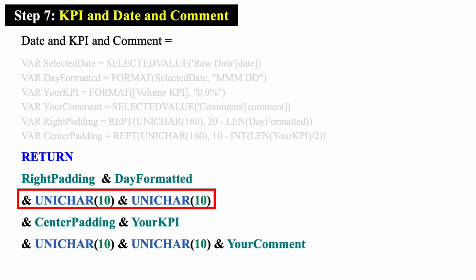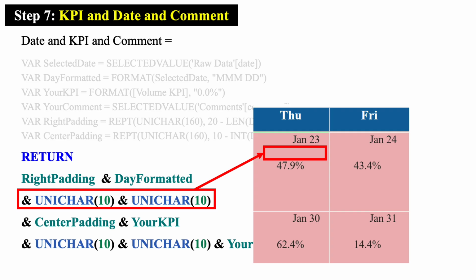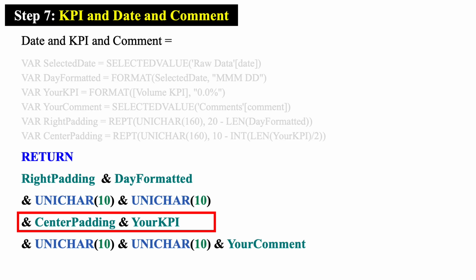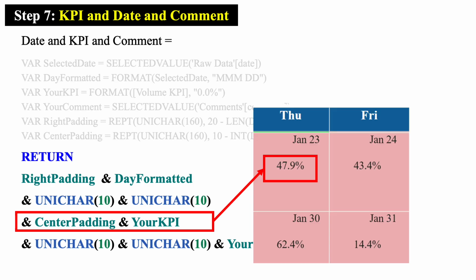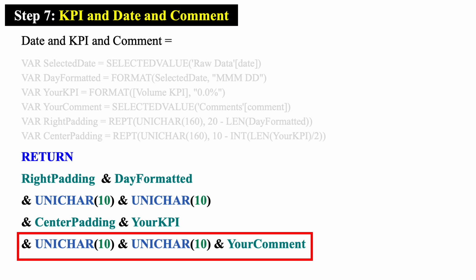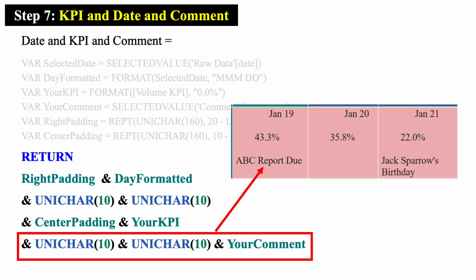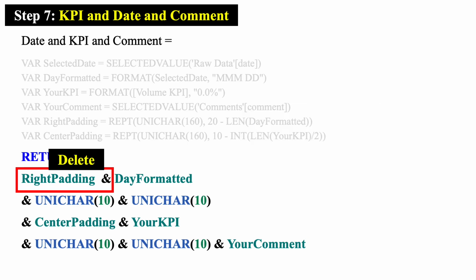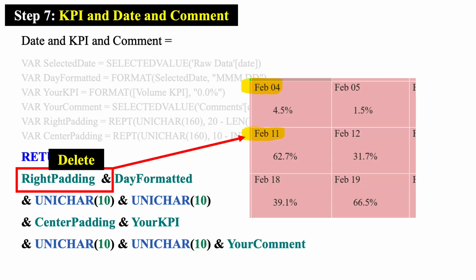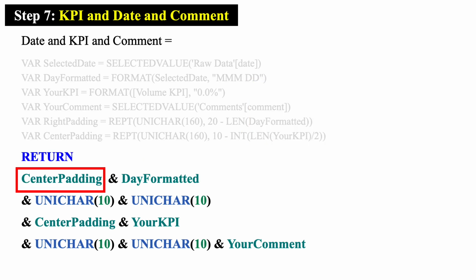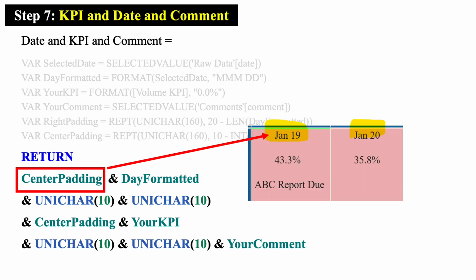And then put in two unichar 10 as the line breaks, meaning between the dates and the KPI numbers, we will have a blank line in between. And then put in the center padding and your KPI so that the KPI numbers will show up in the middle. And finally, put in two unichar 10 for the line breaks and your comment to display the comments at the very bottom. Now you can delete the red padding as well as the and sign so that the dates will show up on the top left corner if that's what you preferred. Or you can change it to center padding so that the dates will display in the middle.